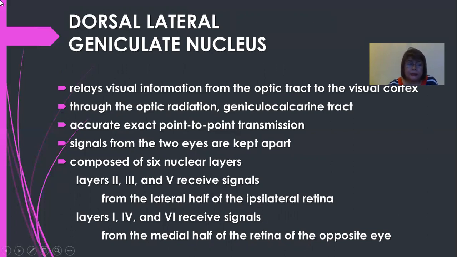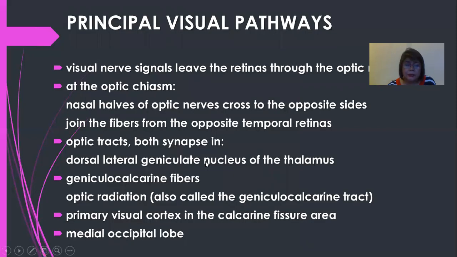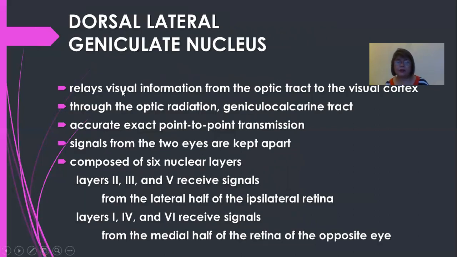The dorsal lateral geniculate nucleus relays visual information from the optic tract to the visual cortex. Through the optic radiation, or through the geniculocalcarine tract, which we saw a while ago, it gives accurate, exact point-to-point transmission. Signals from the two eyes are kept apart.